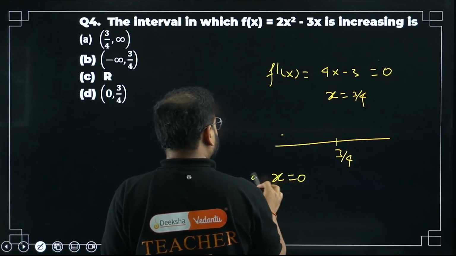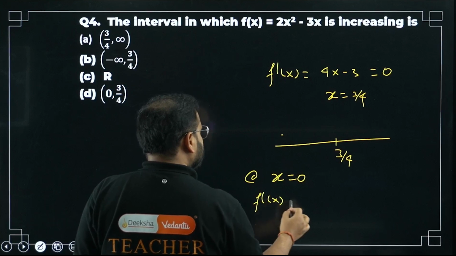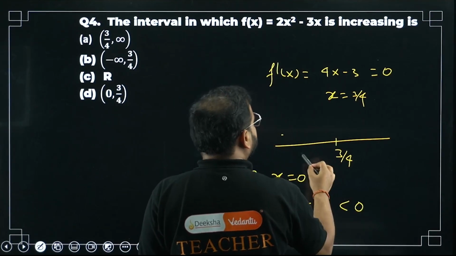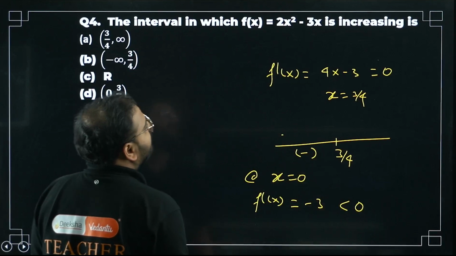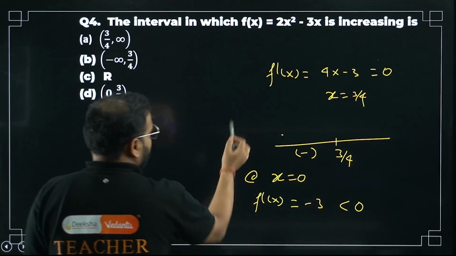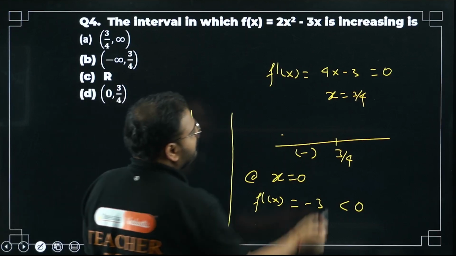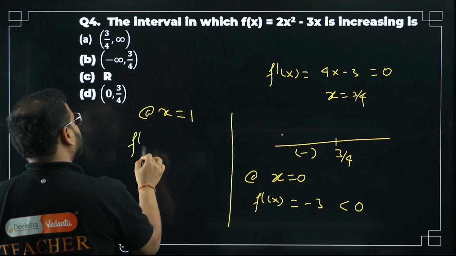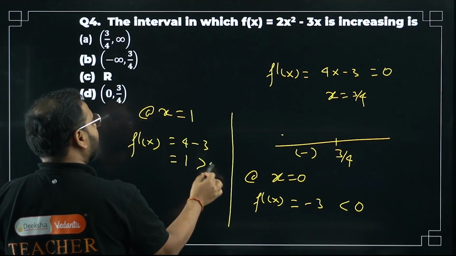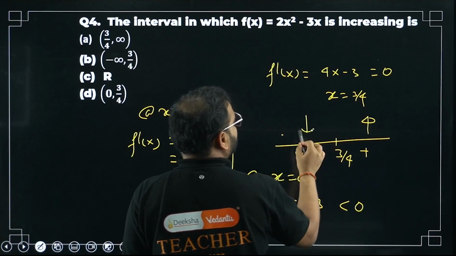At x equals 0, please check here. What is f dash of x? It's going to be 0 minus 3, so simply minus 3, which is less than 0. So negative. And after 3 by 4, take 1. I can take x equals 1, right? At x equals 1, f dash of x is coming as 4 minus 3, 1, so greater than 0. So positive over here means increasing over here and decreasing over here.